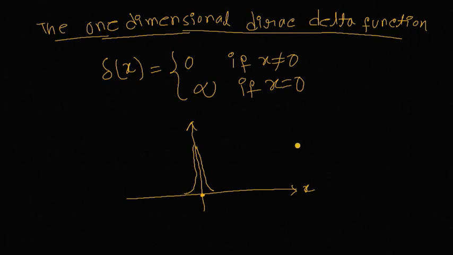And if we take the integration from minus infinity to plus infinity of this Dirac delta function, we get the value 1.